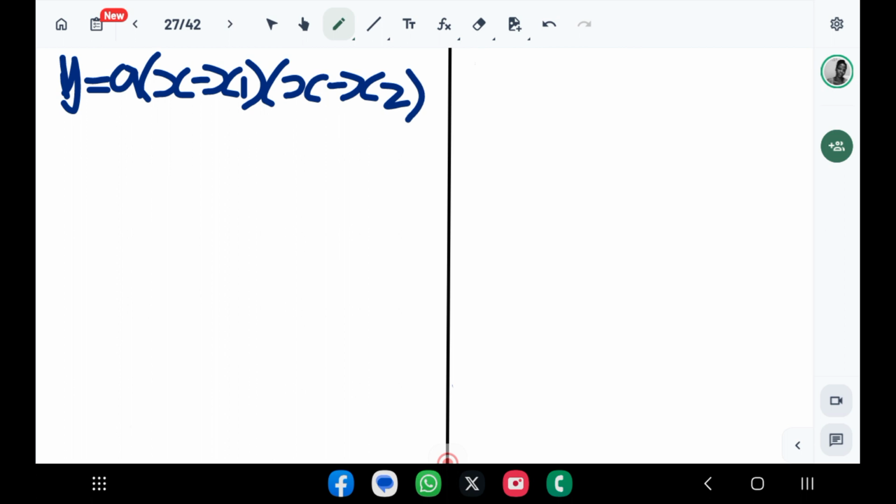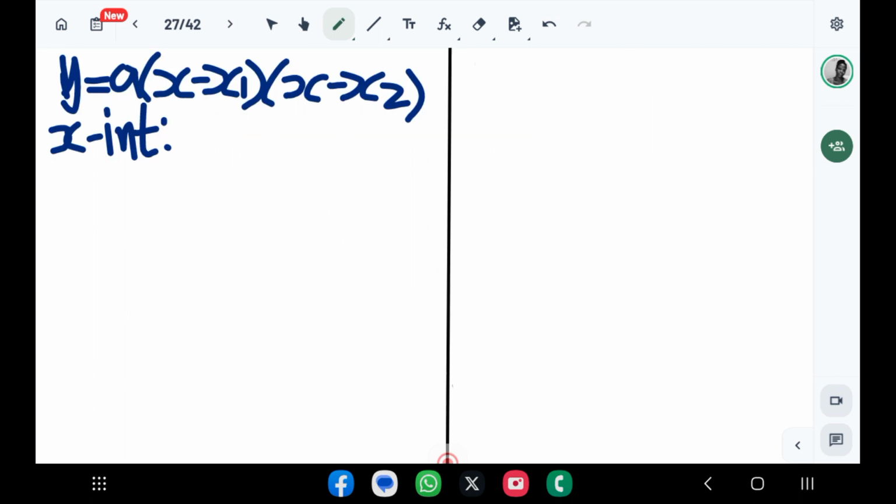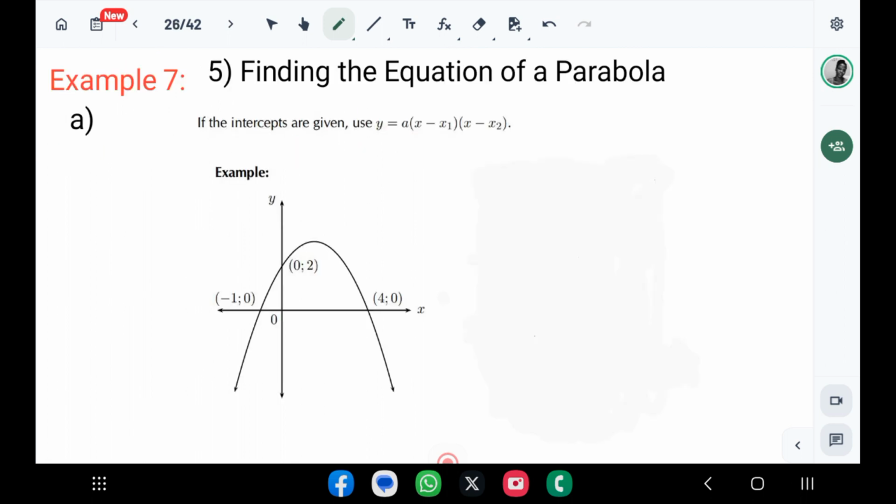All right. The x-intercepts are... what are the x-intercepts in this case? The x-intercepts are negative 1, 0, sorry, negative 1, 0. And the other one that we have is 4, 0.